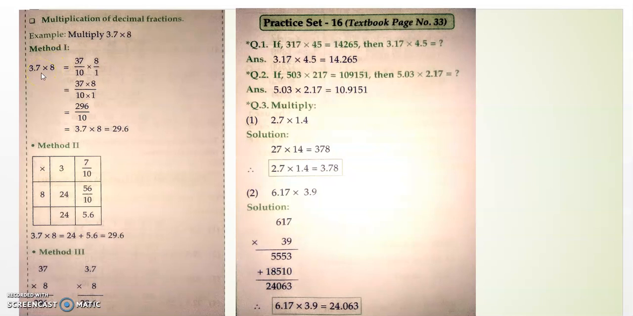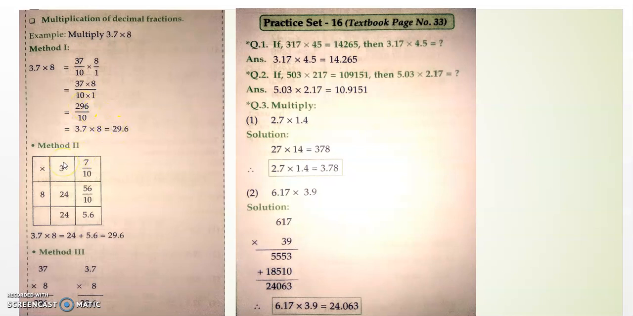Now how to do this 3.7? Remove the decimal point and put 10. Why will 10 come? Because the decimal is after one number. Here you can see one number, so 10 will come. Now you can multiply the numerator, and the denominator below is 10. So after one number you will get the point. So this is the answer.